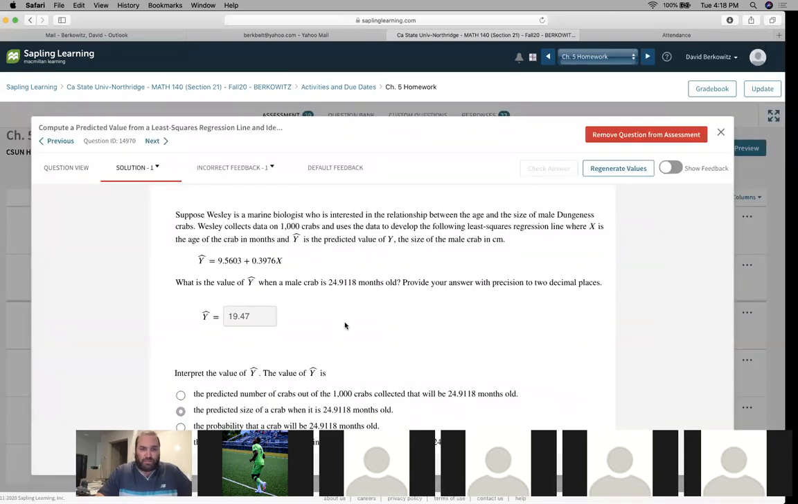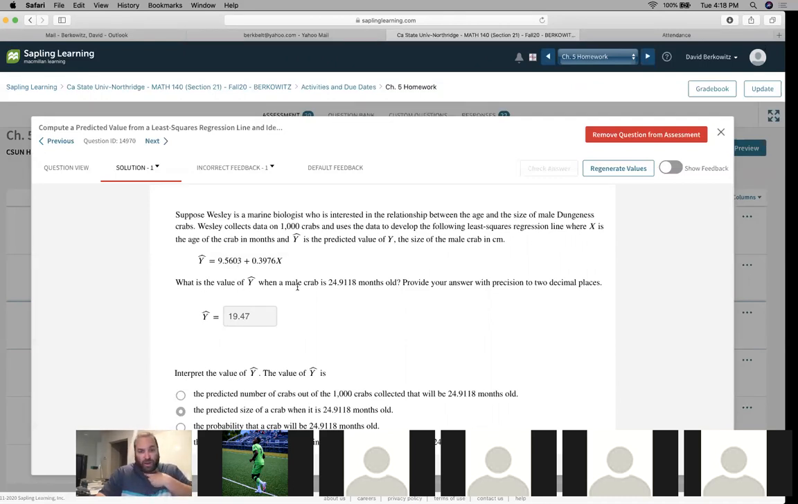Suppose Wesley is a marine biologist who was interested in the relationship between the age and the size of male crabs. Wesley collects data on 1,000 crabs. Oh, it's a pretty large sample, and uses the data to develop the following least squares regression line, where X is the age, and Y hat is the predicted value of Y, the size of the male crab in centimeters. So Y hat is a function of X, and we have a regression line. Here is the slope, and here is the y-intercept. And we know nothing yet about the correlation, how strong it is. All we know is that this is the best fit line.